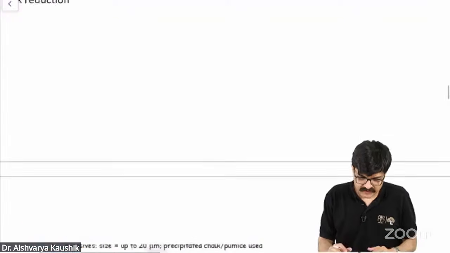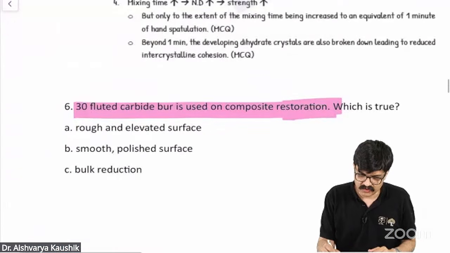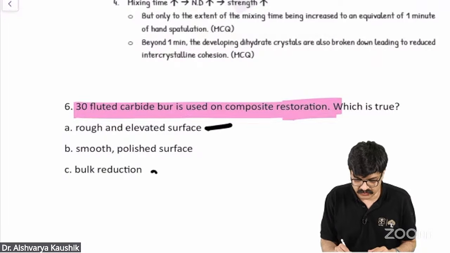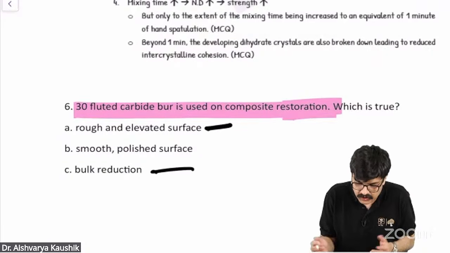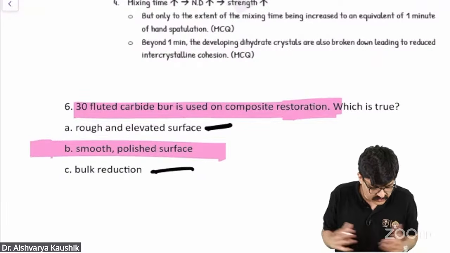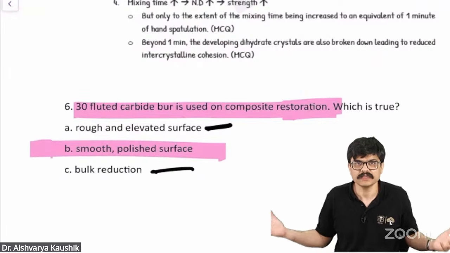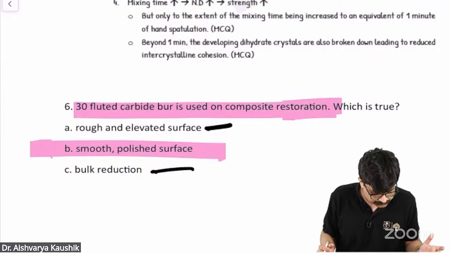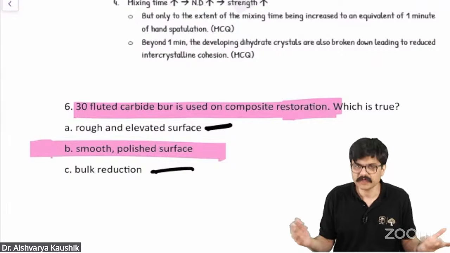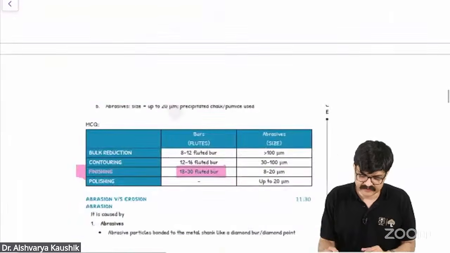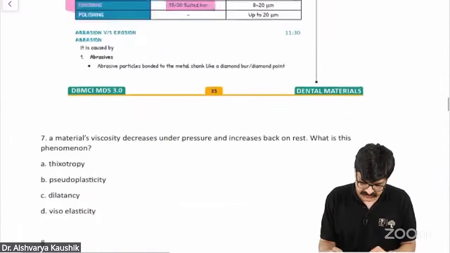And also, the other options did not make sense. Like, it is not a rough or elevated surface that you will get. You're not doing bulk reduction with a 30 fluted burr. So obviously the answer is a smooth polished surface. Smooth polished surface, that's the answer, isn't it? Yes, guys. So B, smooth polished surface. I hope all our students could get this right directly straight from our notes, lectures.